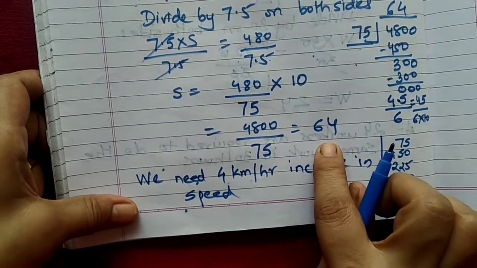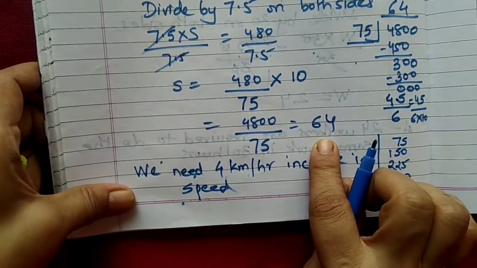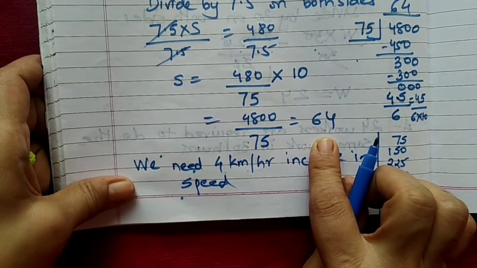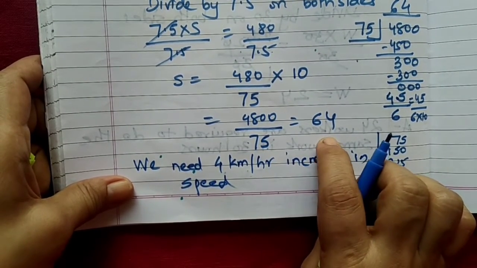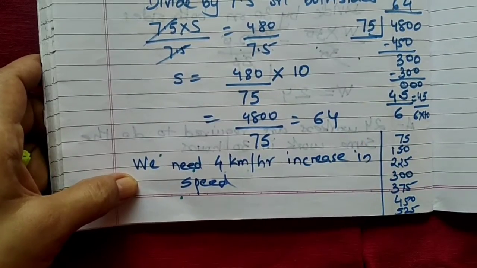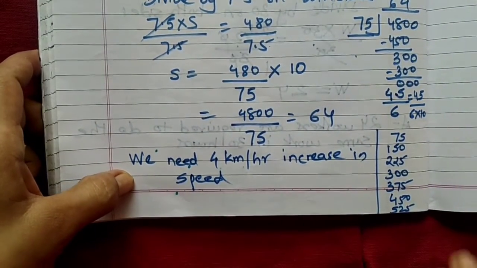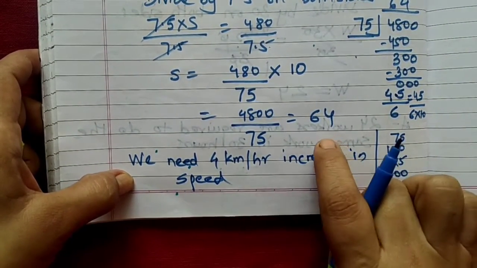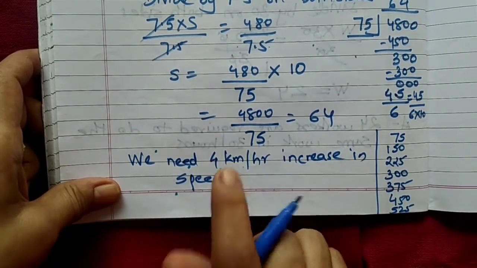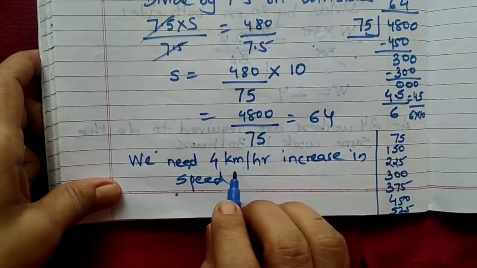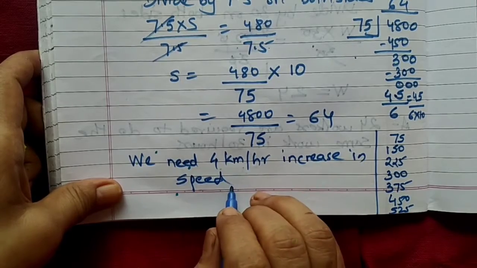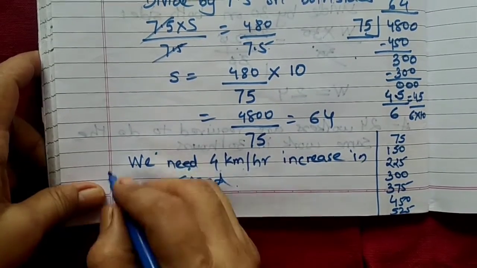If you write 64, your half or 1 mark might be cut in the sum. Why? Because they have not asked what should be the speed, they have asked what should be the increase in the speed. So earlier speed was 60, now we want 64. So the increase in the speed is how much? 4 kilometer per hour increase in the speed. Okay, so this is the answer.